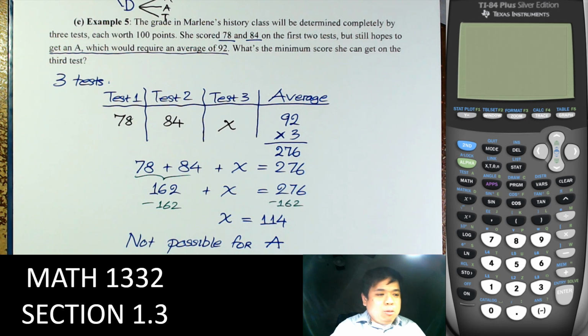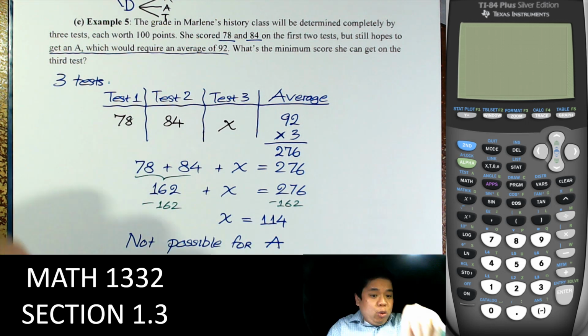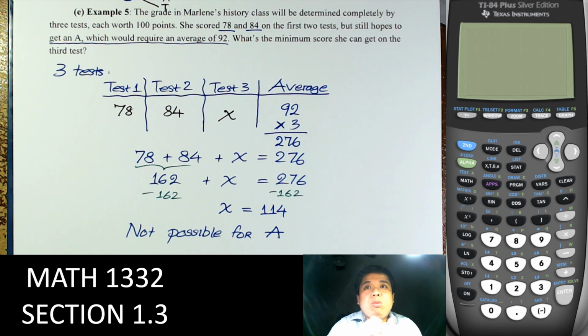So that's why we have to check the solution that we have. Sometimes we have a solution, but that solution doesn't make any sense, or it's not possible to get that number, just like in this case. So in that case we just say no solution. There's nothing wrong with the problem, it's just that it has no solution.